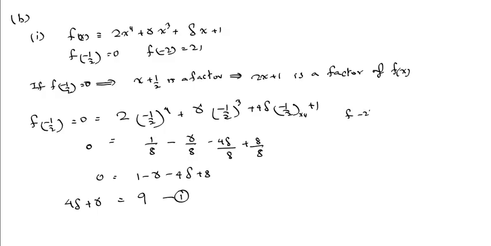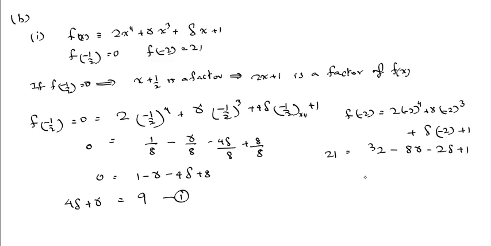Then you can say f(-2) equals 2 into (-2) to the power 4 plus gamma into (-2) to the power 3 plus delta into (-2) to the power 1 plus 1. Now this is equal to 2 into 2 into 2 into 2 into 2, which is 32. This is equal to 21 this side. This will be minus 2 into 2 into 2 is 8 gamma minus 2 delta plus 1.